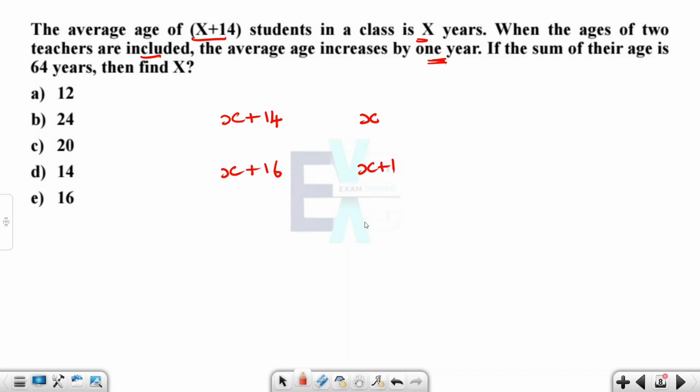If the sum of their ages is 64, see here how much it is increased? 2 it is increased. And here how much it is increased? 1 it is increased.